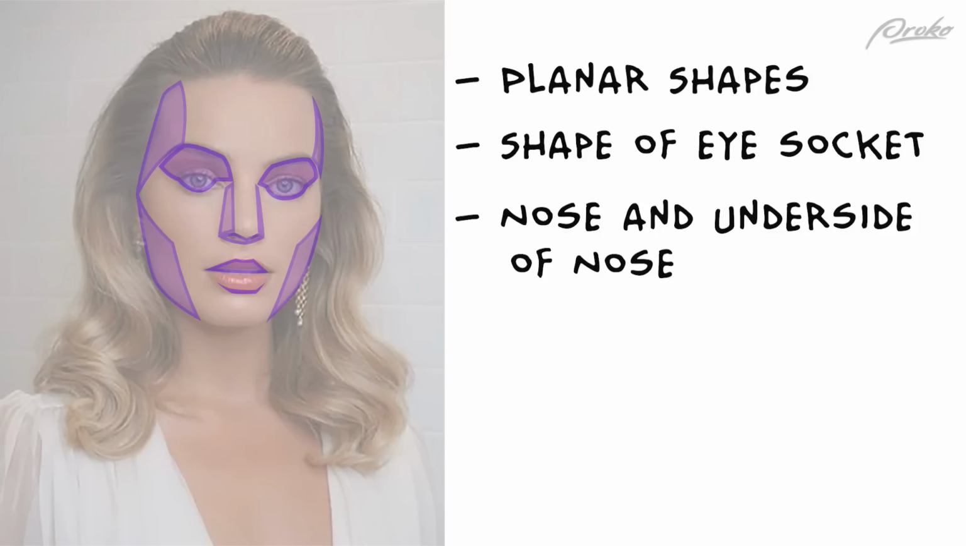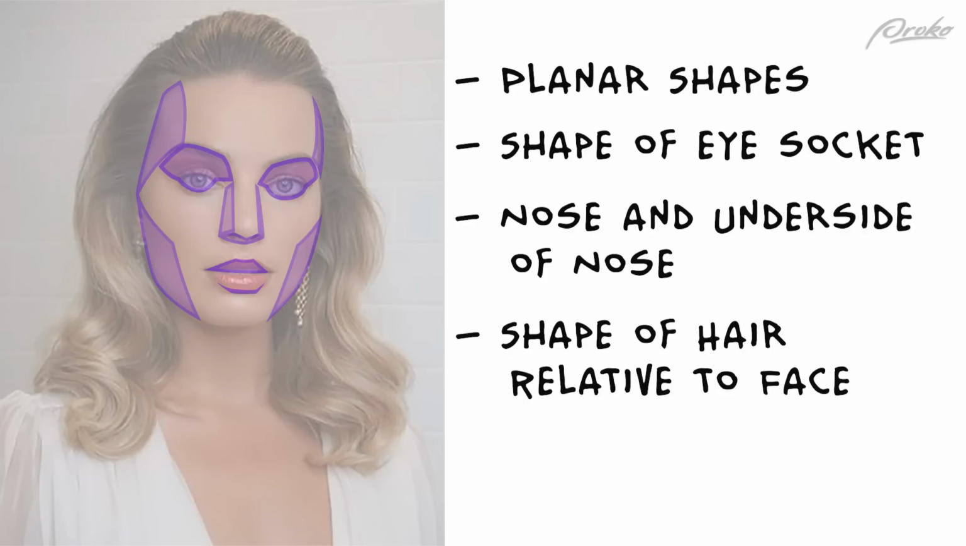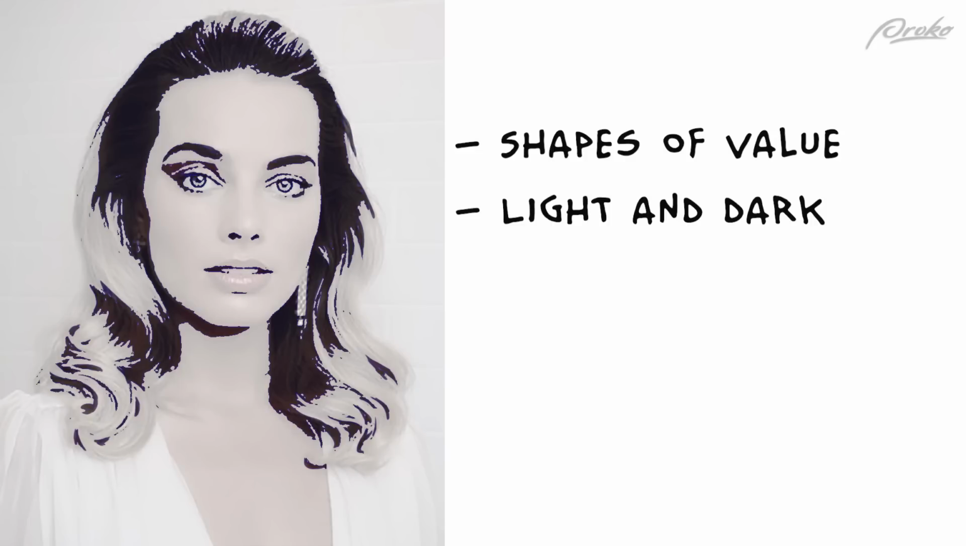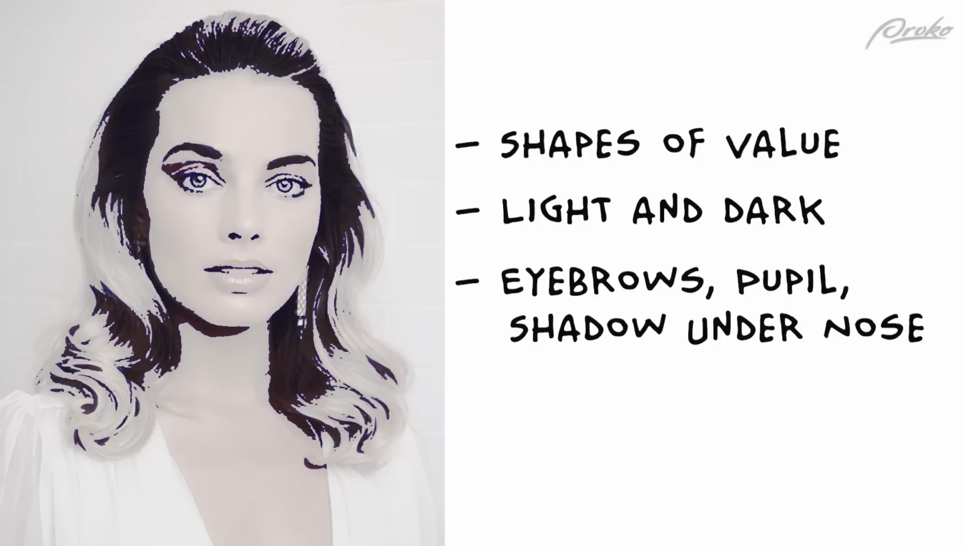Secondary shapes are things like planar shapes, the shape of your eye socket, and maybe a little bit the underside of your nose. The nose itself could be a big secondary shape, and also the shape of the hair relative to the shape of the face, and things like costume pieces. So those are the big secondary shapes. And finally, the detail shapes. These are the smaller shapes, and these are specifically shapes of value that I look for. Light and dark, specifically things that tend to be very dark naturally, like for example the eyebrow, your pupil, the shadow under your nose, the underside of your lips. So all of these together can help us create the full picture of the portrait that we're trying to draw.